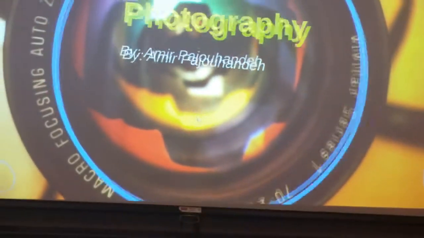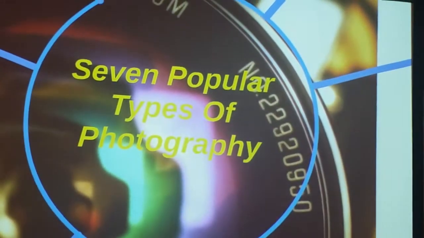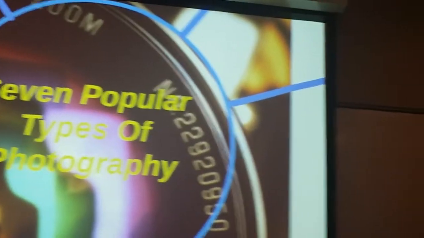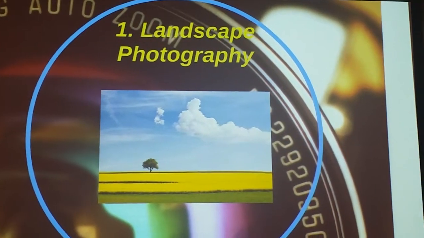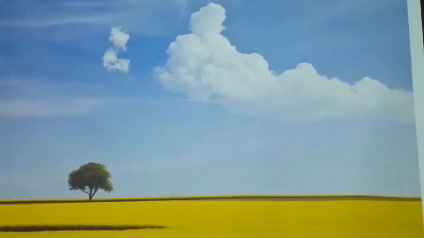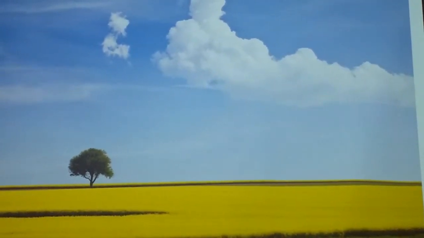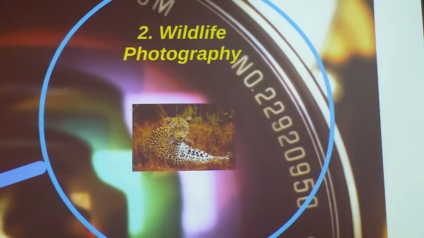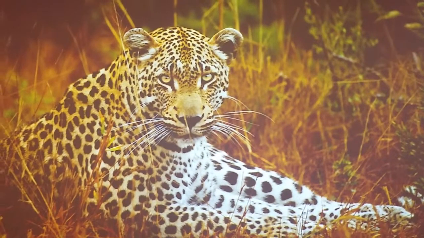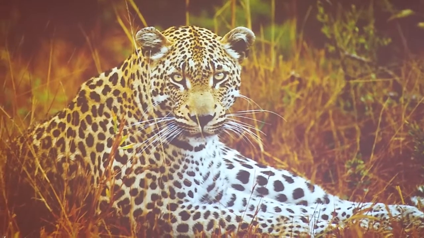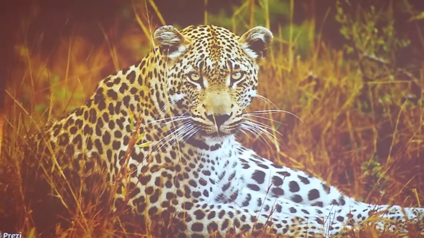We have different types of photography, but today I speak about 7 types of photography. The first one is the landscape, which is for the people who are interested in nature. The second one is wildlife photography, and it's all about the animals' habits, and it needs a lot of patience.